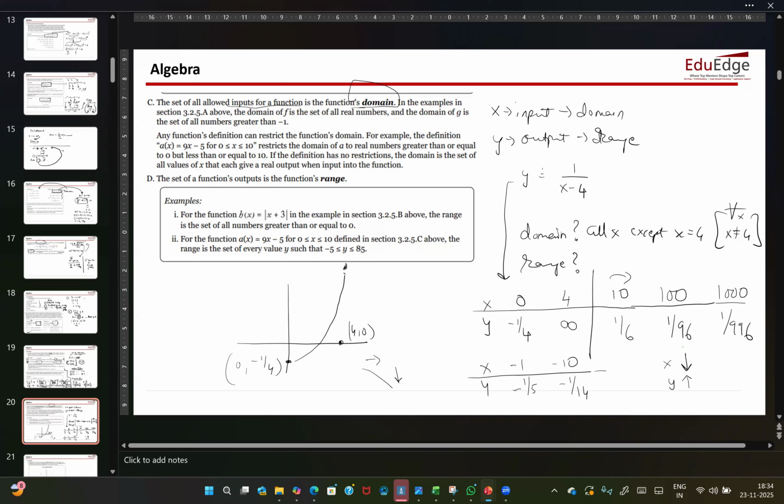It becomes less negative. Here it's -16, and here it was different. When x was going up, y was reducing. And in this negative zone, it's the opposite. Yeah, so this is the example of a hyperbola equation.